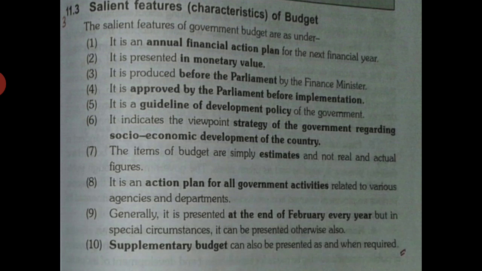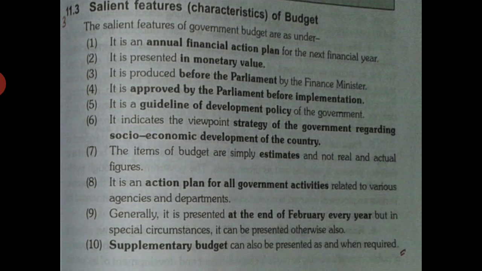So this is an important question for you. Salient features, or you can say the characteristics of a budget. The first thing is, it is an annual financial action plan for the next financial year. Budget is made for the next year, not for this year. Definitely it will be presented in monetary values. The budget of anything will be in money. What is your budget, how much expenditure can you do, in rupees.